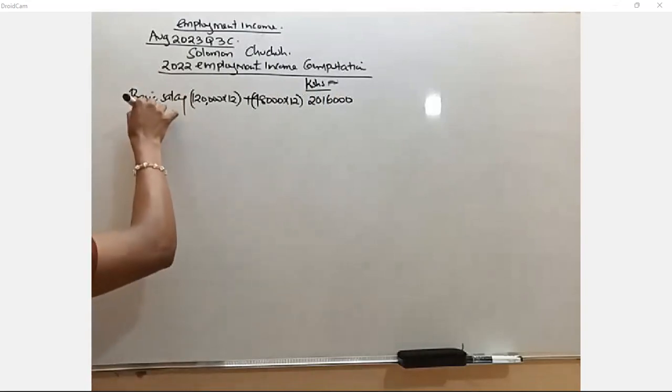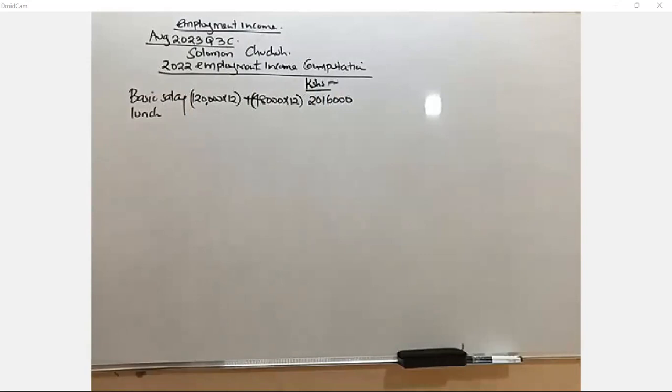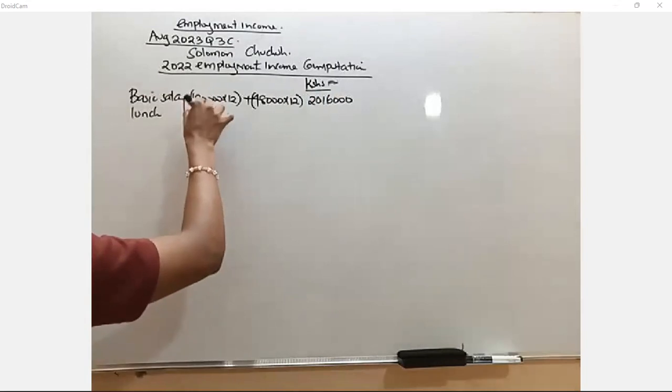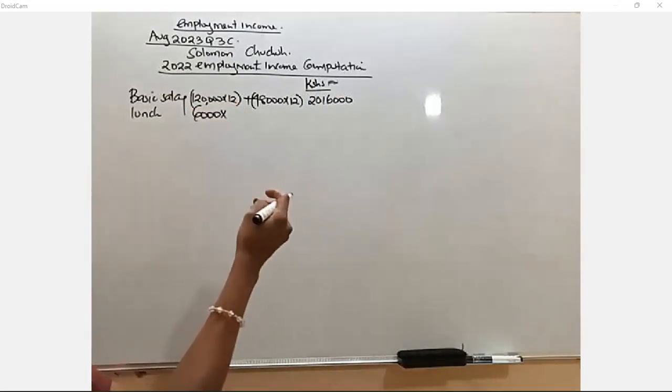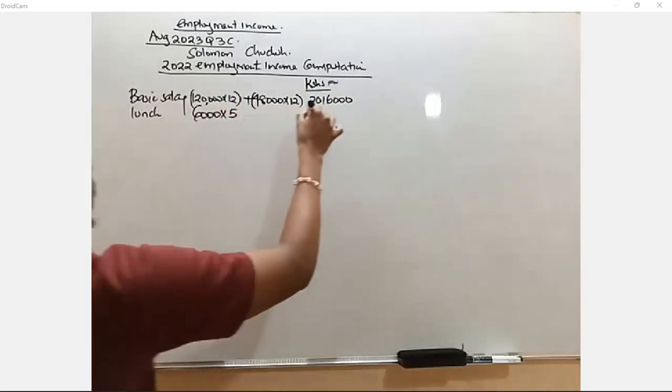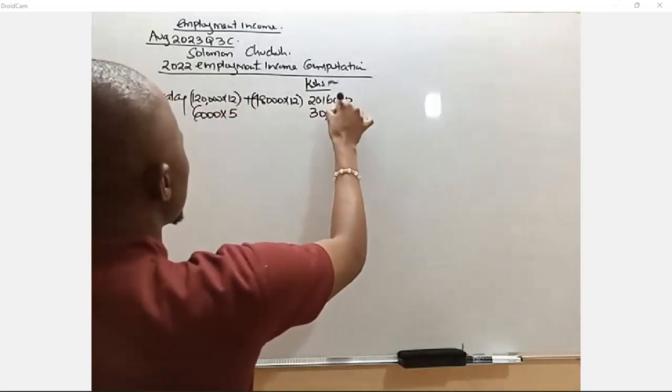Next, he was provided with lunch. So how much is the lunch? We are being told it was provided from 1st August, amounting to 6,000. So it will be 6,000 times August, September, October, November, December. It should be 5 months, translating to 30,000.